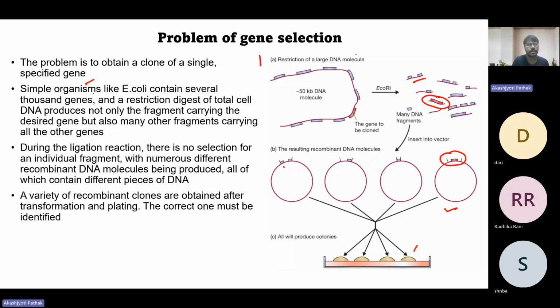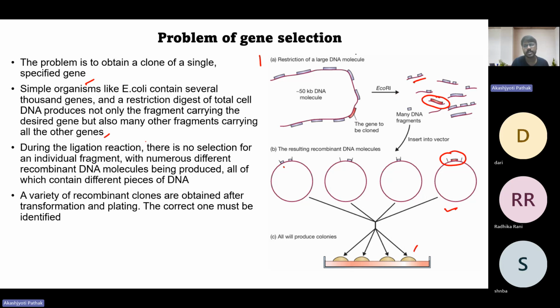Simple organisms like E. coli contain several thousand genes, and the restriction digest of total cell DNA produces not only the fragments carrying the desired gene, but also many other fragments carrying all other genes. So the fragments you get will not only have your desired gene of interest, but multiple different types of genes will be present.